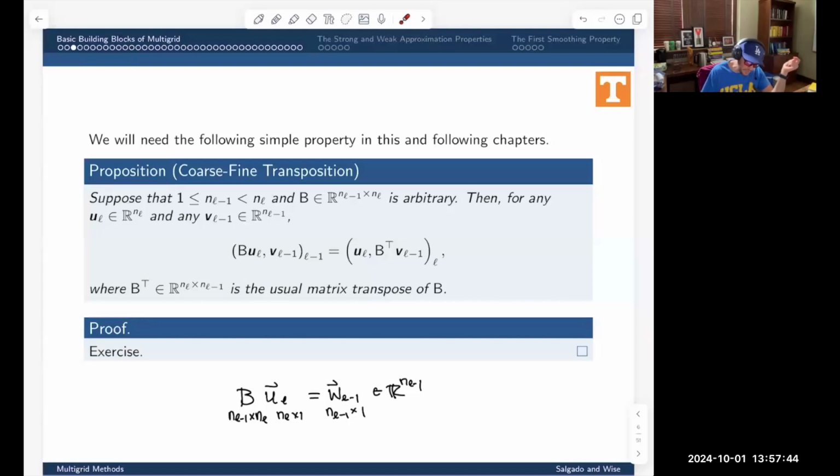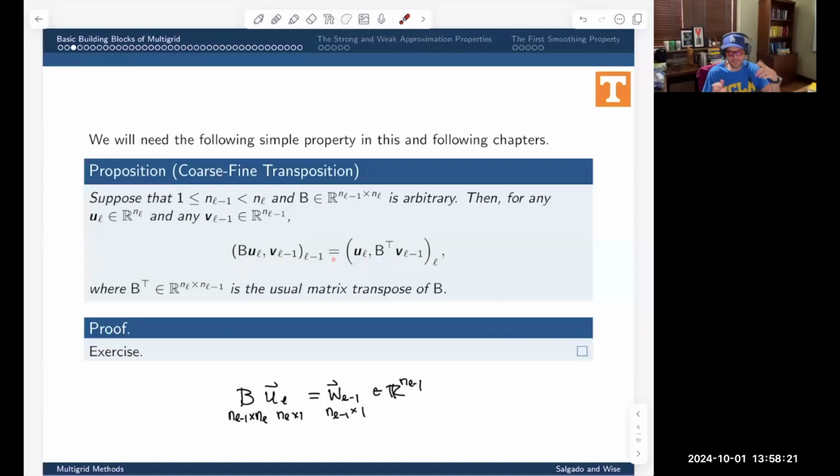So now what is B transpose? B transpose is a matrix with n_L rows and n_{L-1} columns. I can multiply that times a vector in R^(n_{L-1}), or a level L minus 1 vector. It's much harder to say than it is to write. And this whole thing gives me a vector of length n_L, or in other words, a vector in R^(n_L). Well, I can take its Euclidean inner product with this object, u_L, right? Euclidean inner product on level L, and all of it makes sense. So everything here makes sense.